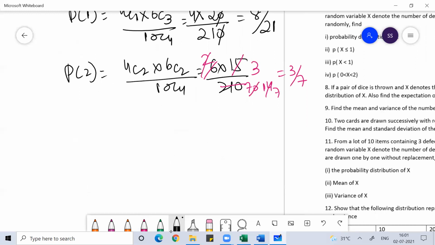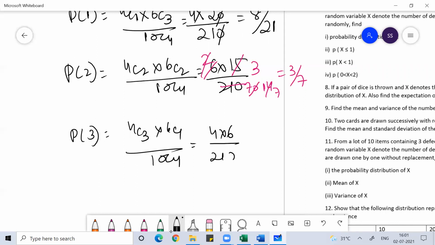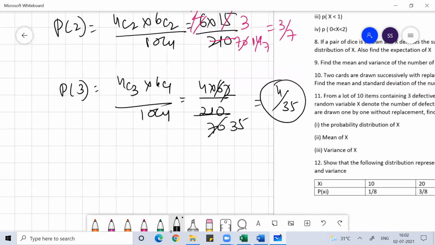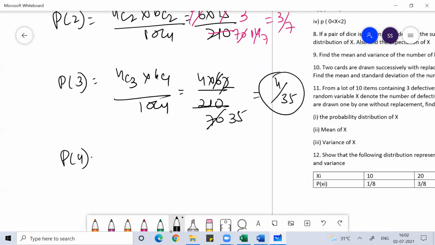Then P3 would be the probability of getting 3 white balls. That would be 4C3 into 6C1 divided by 10C4. 4C3 is 4, 6C1 is 6, 10C4 is 210. So this is 4 by 35. Then the last one, P4. P4 means all the balls should be white in color. 4C4 divided by 10C4. 4C4 is 1, 10C4 is 210.